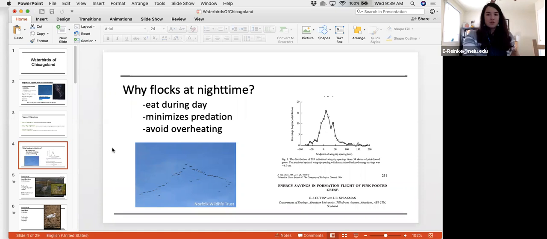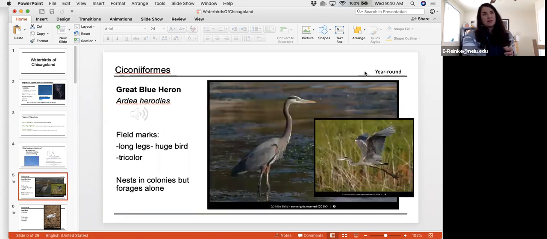Okay, so without further ado, let's dive in to talking about some of the waterbirds of Chicago. There are too many to cover, so I picked the more common ones, some of which we've already seen. And I added one more identifier to these, and this is when you're likely to see it.